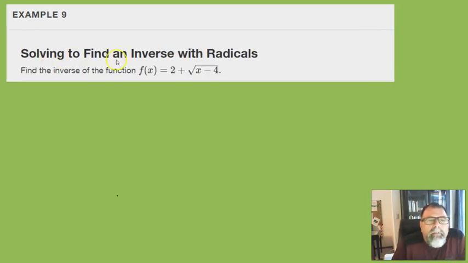Example 9, solving to find the inverse with radicals. Find the inverse of the function f of x is equal to 2 plus square root of x minus 4. So this is a one-to-one function, right? If you were to graph it, this is a square root function. You're going to shift it right 4 units and then up 2. So right 4 units, up 2, it's going to be something like this.